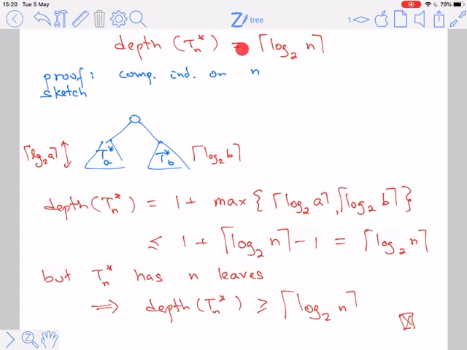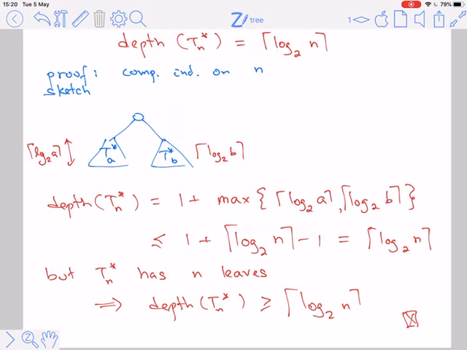I wanted to prove equality. I have only inequality in one direction. How do I get the inequality in the other direction? Well, T n star has n leaves, and we already proved that every rooted tree over n leaves has a depth which is at least log n. So this is inequality in one direction, this is inequality in the other direction, and I get the desired equality, and that completes the proof.